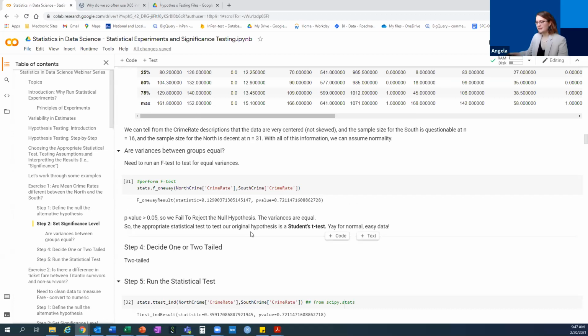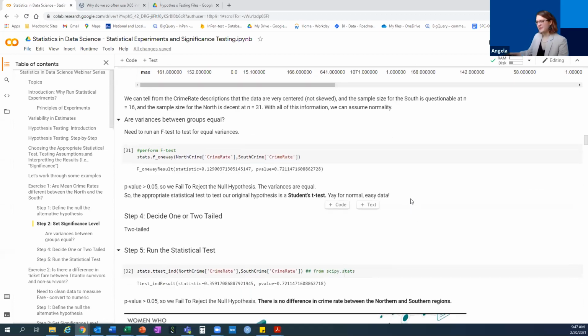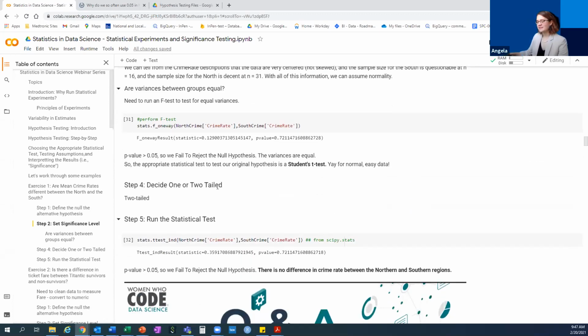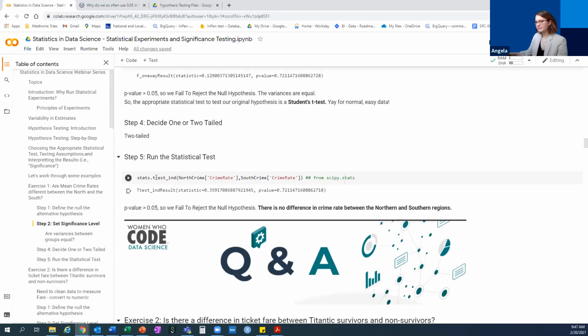So the appropriate statistical test to test our original hypothesis is a student's t-test. Yay for normal, easy data. This is what we want. It's very easy. We also decide that since we're just asking if there's a difference, we're going to use a two-tailed test. So we'll use the student's two-sample t-test, which you can run, again, simply passing in both arrays. I didn't have to specify the tail because the assumption is that it's a two-tailed test. You'll see that the p-value is very high again. So we failed to reject the null. There is no difference in crime rate between the northern and southern regions.